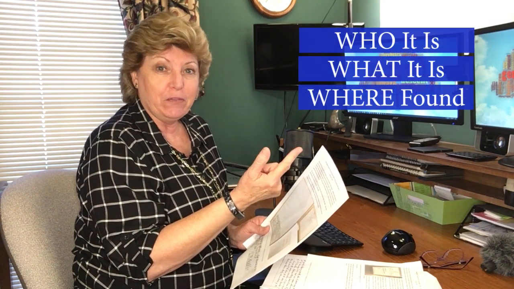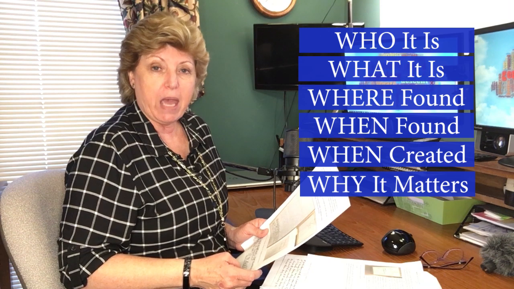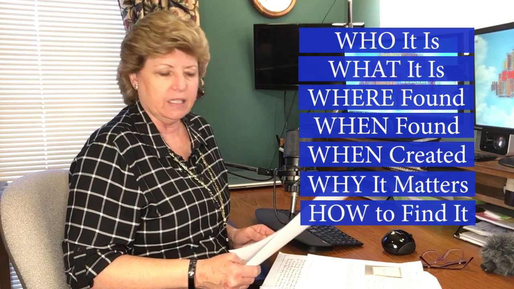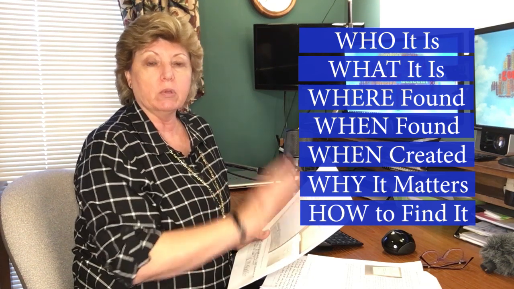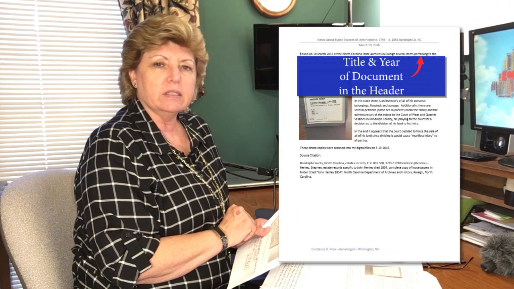And if you're wondering what I'm talking about, that's all the elements that I say you need to have for a source citation and more. Because what I profess often is the who, what, where, when, why, and how. Who it is, what it is, where you found it, when you found it, when the document was created, why it matters, and the how is how you can find it again. Because when we're long dead and gone, people are going to want to find these documents again. And if you have that information on your cover sheet, then you've got what it takes.